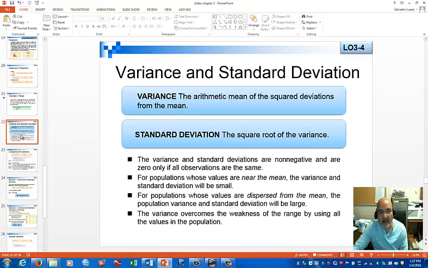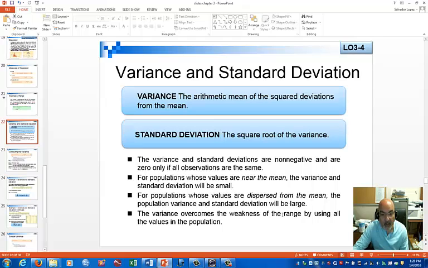The variance and the standard deviation. The variance is the average of the squared deviations from the mean. And the standard deviation is just the square root of the variance. The variance and standard deviation are non-negative and are zero only if all observations are the same. For populations whose values are near the mean, the variance and standard deviation will be small. And for populations whose values are dispersed from the mean, the population variance and standard deviation will be large.